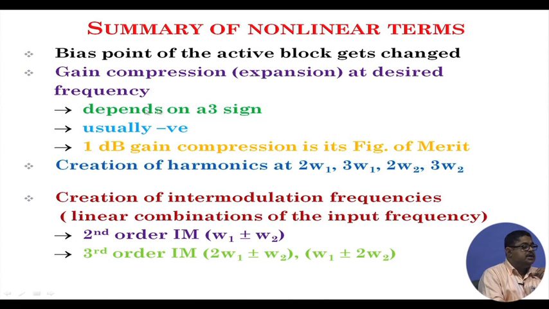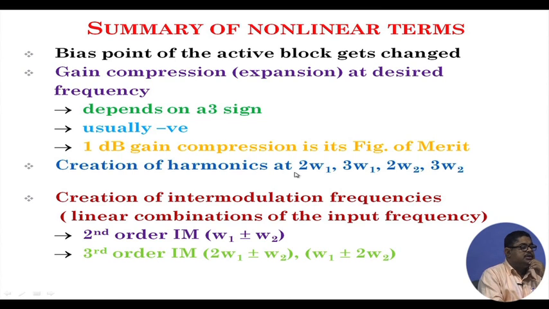I also said expansion, though generally we do not see expansion at the desired frequency. It depends on the A3 sign. This gain compression depends on the A3 sign. Usually A3 is negative. Remember A3 is the component by which we have characterized the nonlinear system, A3 into V_i cube. That A3 typically is negative, that is why we get compression, and 1 dB gain compression is the figure of merit of this A3 term.